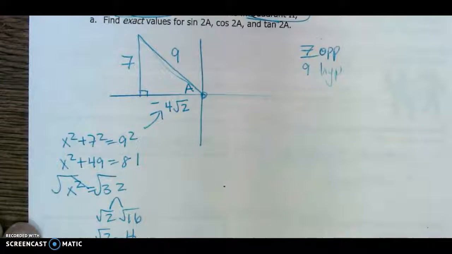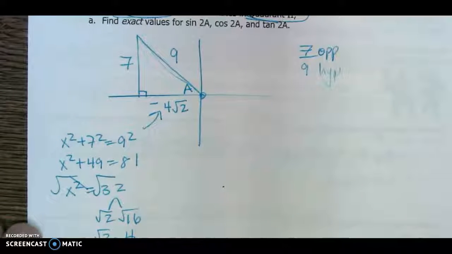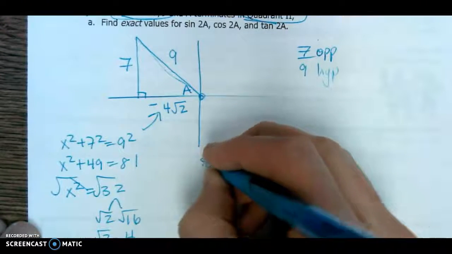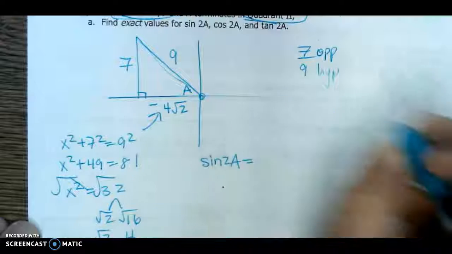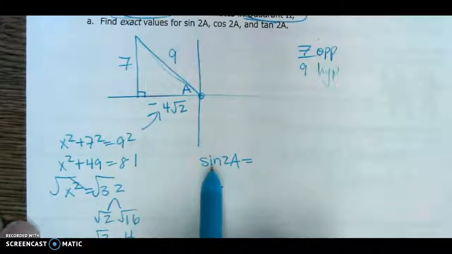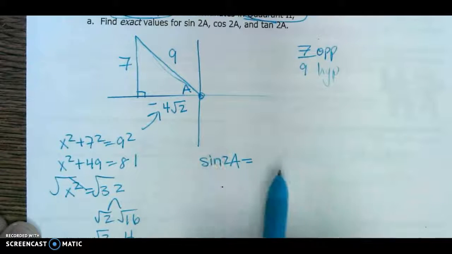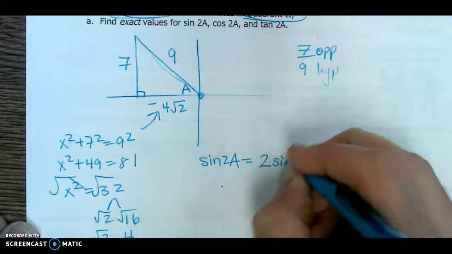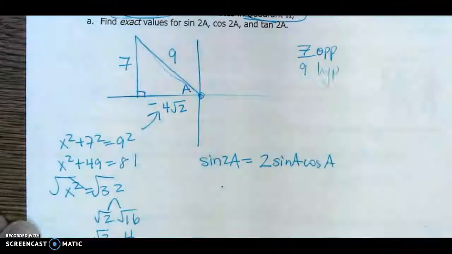So now they want us to use this picture to find sine of 2a, cosine 2a, and tangent 2a. So let's find sine 2a first. If we knew a, we could plug it in, double it, and take the sine of it, but we don't know what a is. So we're going to have to use our property from the double angles table on the front, which says 2 times sine of a, cosine of a.